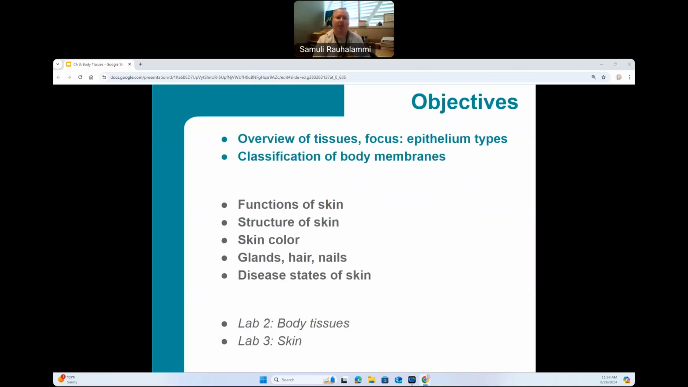And I think that this brings us nicely to the end of a basic review of tissues. Our focus has been on the epithelia, and we touched a little bit on the classification of the body membranes as well. But we'll take all of this information with us as we move ahead, and we're going to be starting to look at the cutaneous membranes, the skin, and also all the associated structures with the skin when it comes to the integumentary system.